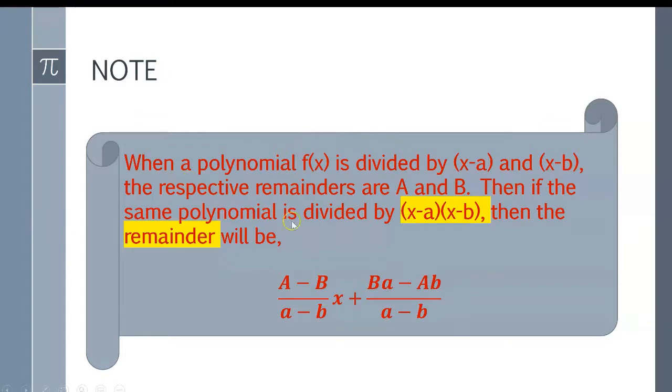And then if the same polynomial f(x) is divided by the product of (x minus a) times (x minus b), then the remainder will be this expression. This is derived, but it may also be useful in solving some problems. So the remainder is (A minus B) divided by (a minus b) times x, plus (bA minus aB) divided by (a minus b).